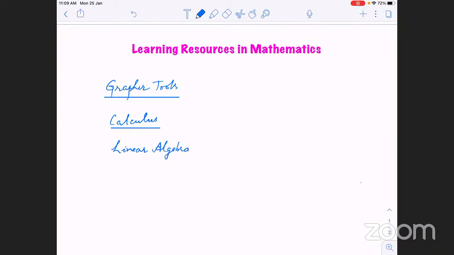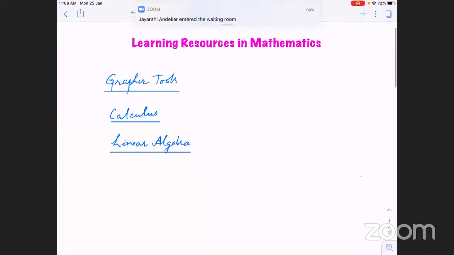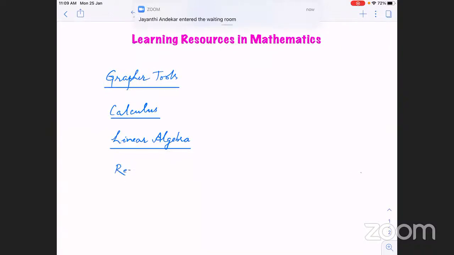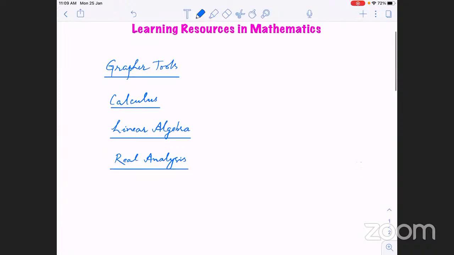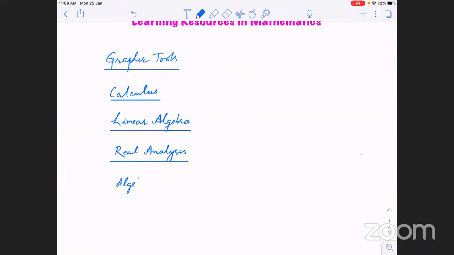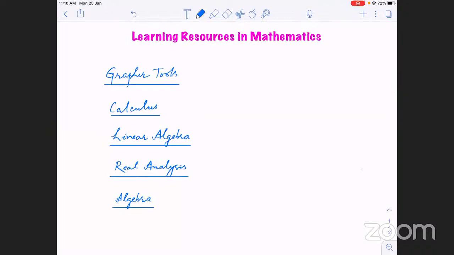Because my audience is BSc students, I would like to focus on the content that is being taught at degree level. These are typical courses which are being taught at the BSc level, and algebra. Here, calculus means calculus inclusive of advanced calculus, inclusive of differential equations, and so on. Linear algebra, and real analysis to cover that. And algebra is going to cover other aspects of this, including abstract algebra.